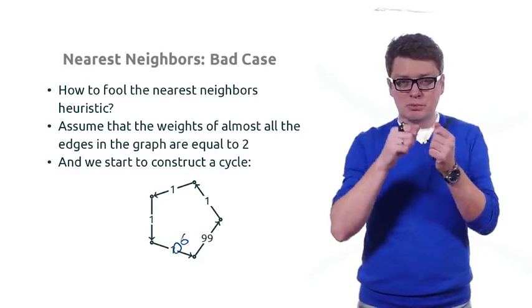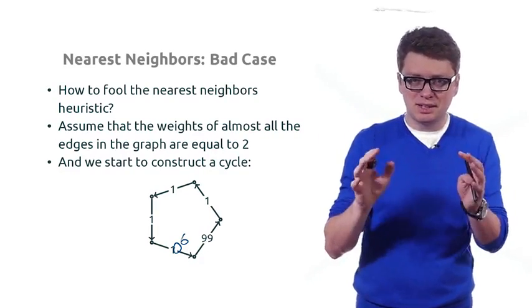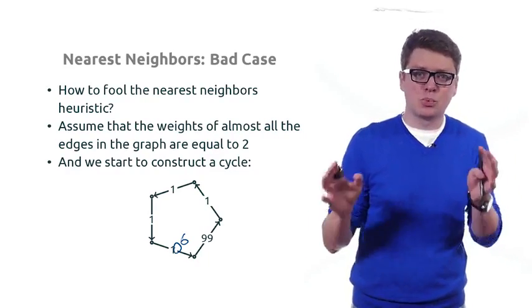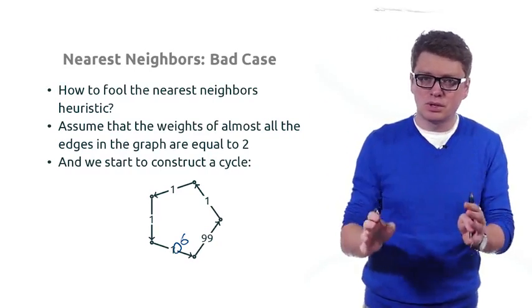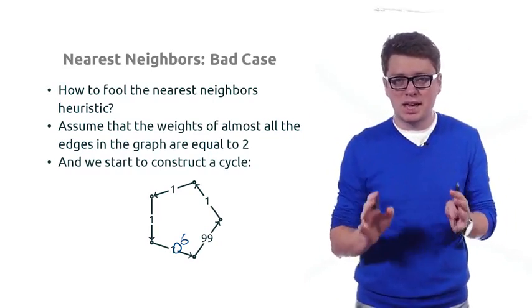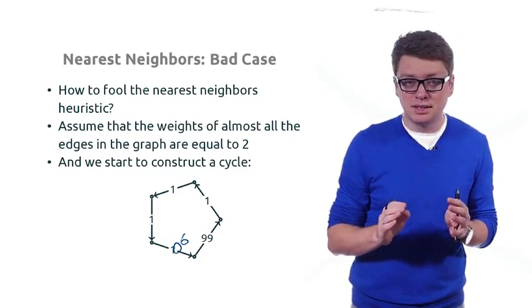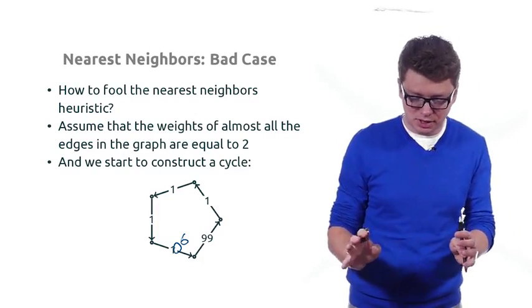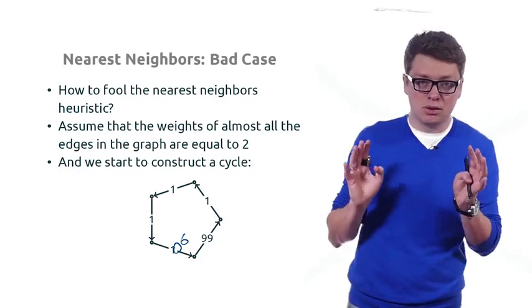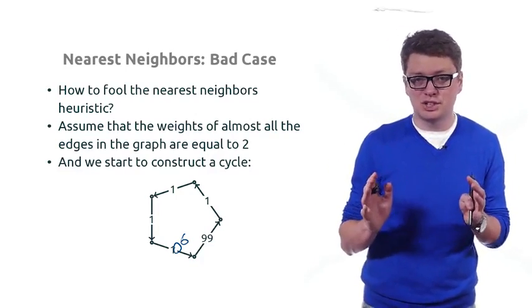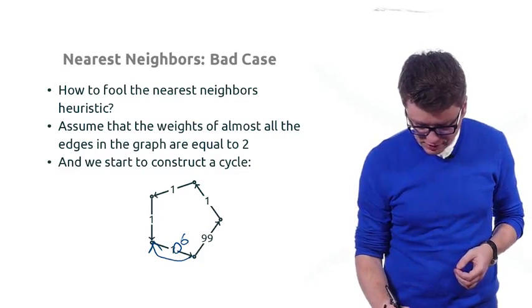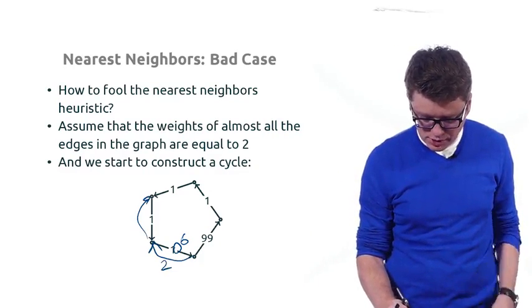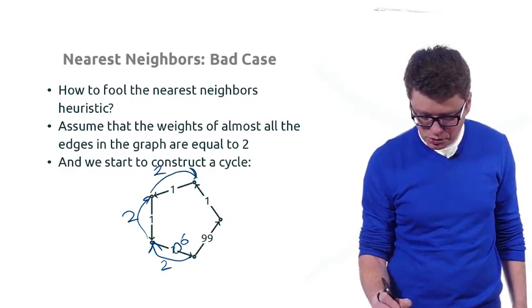So we make some greedy choices at the beginning, but it gives us no choice in the end, and we need to take this last very heavy edge. Okay, but of course this cannot happen for the case of Euclidean TSP. I mean exactly this picture, because if we assume that almost all the edges have weight 2, then for example we should have an edge of weight 2 here, an edge of weight 2 here, an edge of weight 2 here, and an edge of weight 2 here.